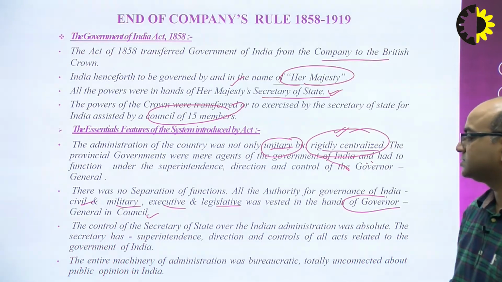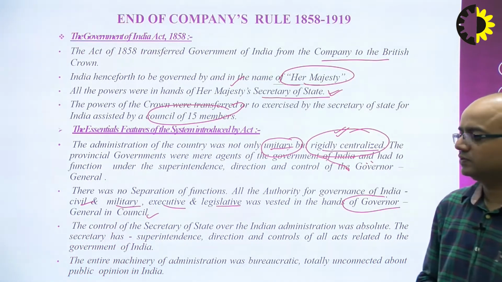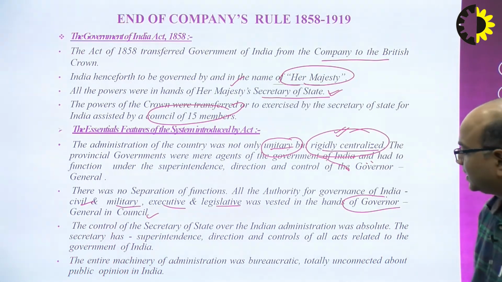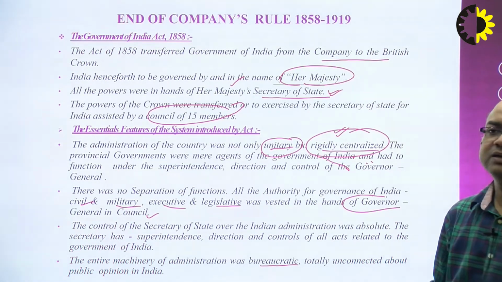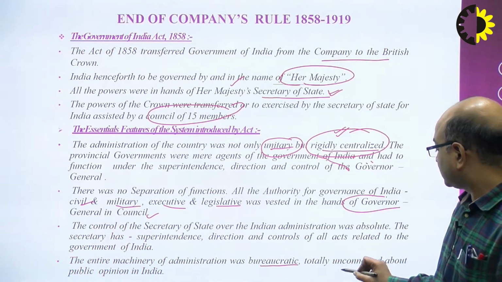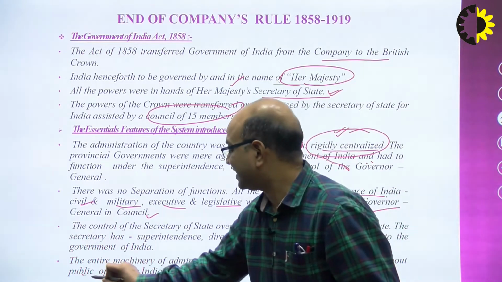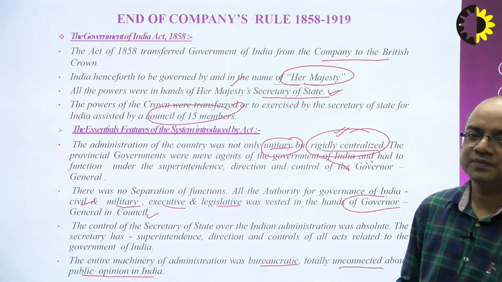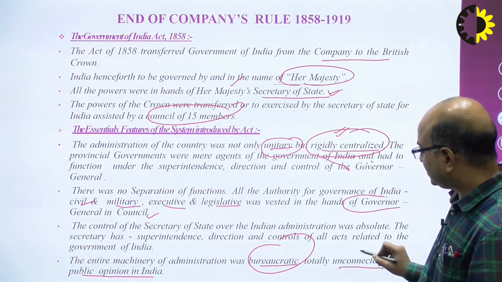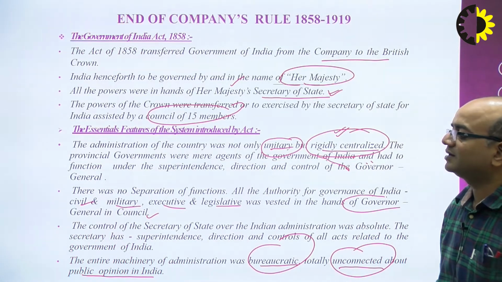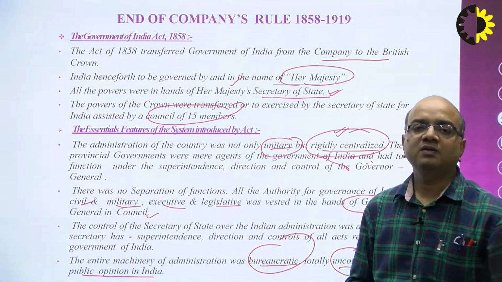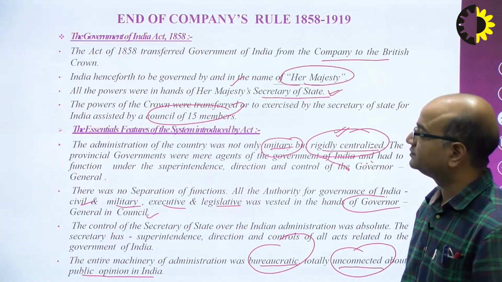So the control of the Secretary of State over the Indian administration was absolute, and the Secretary had superintendence, direction and control of all acts related to the Government of India, and the entire machinery of administration was highly bureaucratic. Highly bureaucratic simply means that the appointed top executives had very high power, and the elected people did not have so much power. The top executives were highly unconnected with public opinion, what people wanted and what they were being offered. There was a world of gap between them.